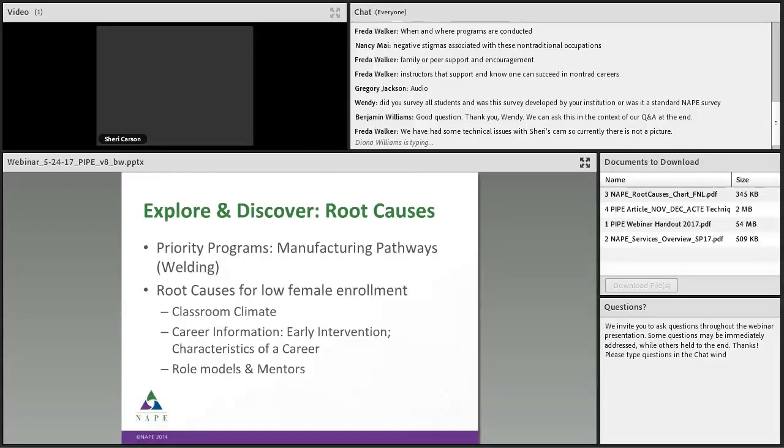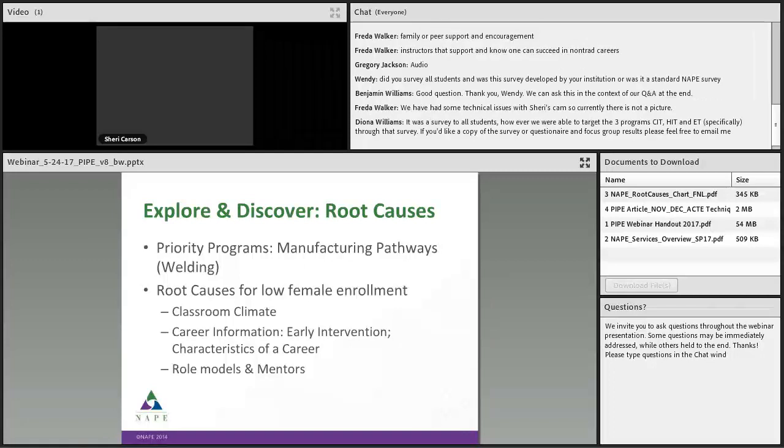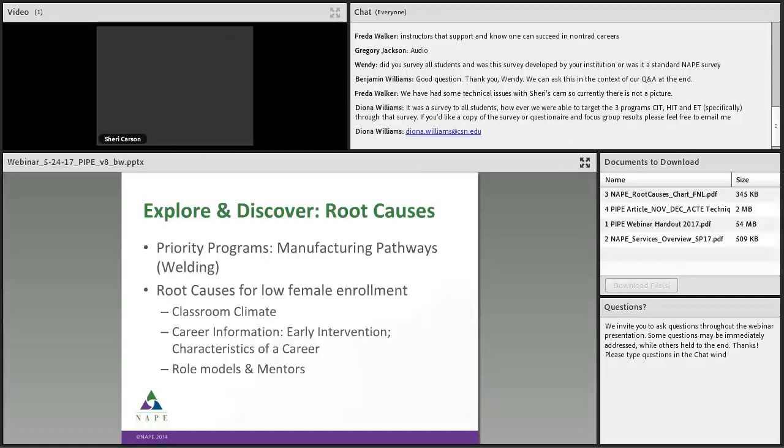You're welcome. And so with that, we chose the welding. Since I am the division leader for our career technical department and handle the funds, we focused on the Roseburg High School model. And with that, my group got together and came up with some things as to why females may not want to do welding. And so you can see there the climate, the characteristics of a career, models, and mentors all came up over and over again.